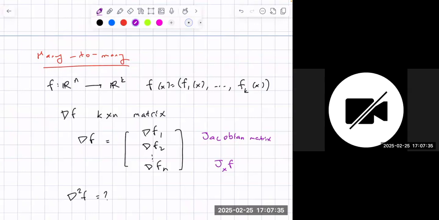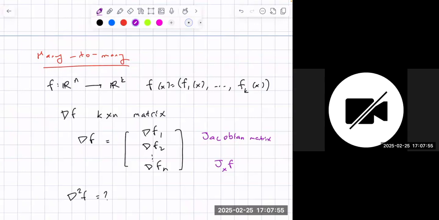Yeah, exactly. Gradient is like if you have a function that gets in a lot of variables and spits out only one variable. That's a gradient. If you have a function that gets in a lot of variables and also gets out a lot of variables, then you will get a matrix. Other than that, they're essentially the same thing. Okay. So far, so good.